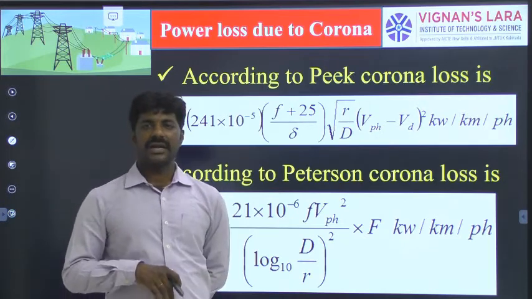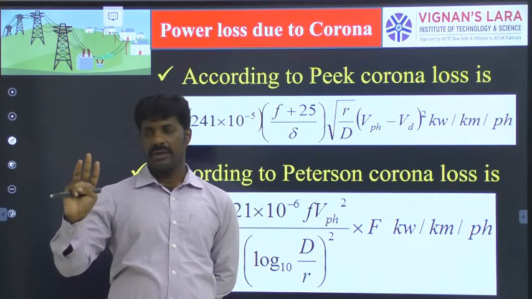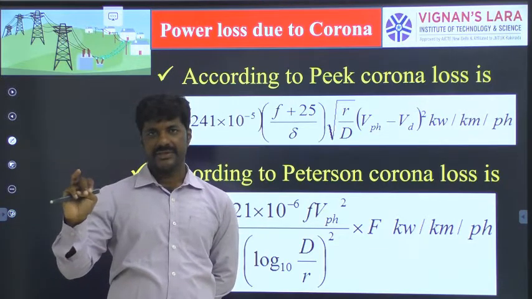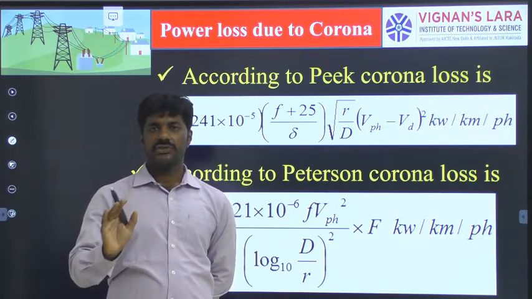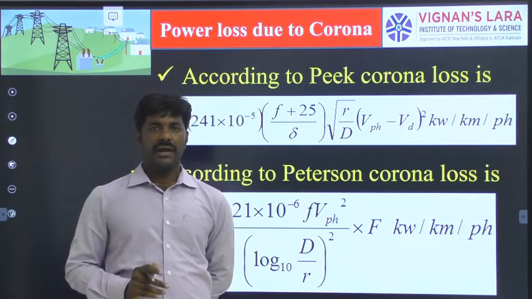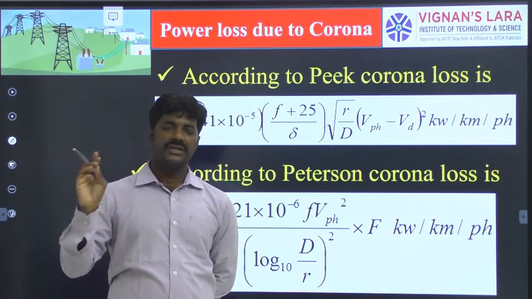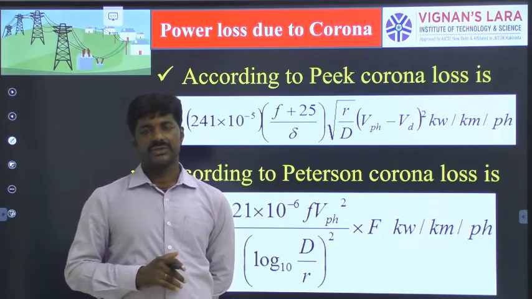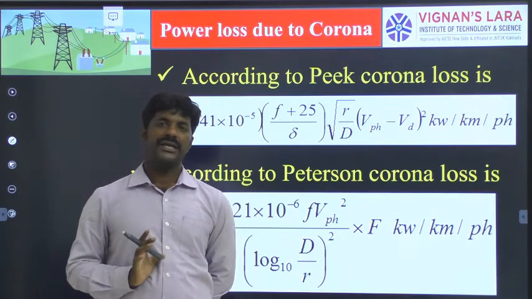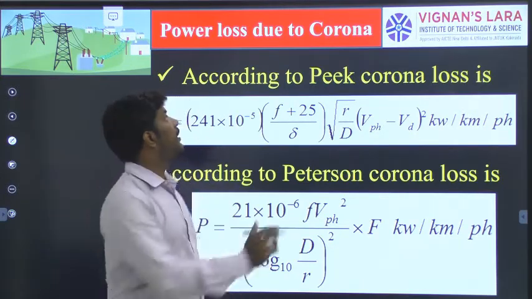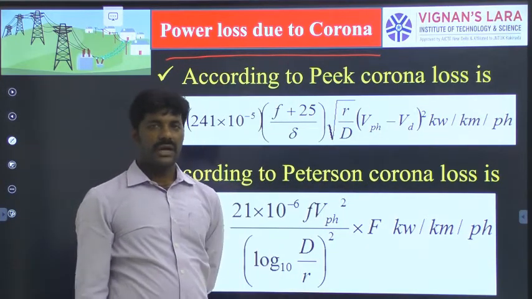Because of that corona existence, which is accompanied with three features, they are luminous glow, hissing noise, and production of ozone gas. These three lead to the formation of corona, and that corona discharges its energy in the form of sparks and heat, so that we can say some power is wasted because of this corona, called power loss due to corona. So our next topic that we are going to discuss is power loss due to corona.